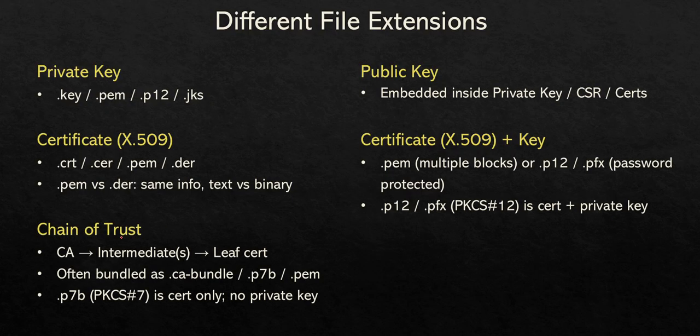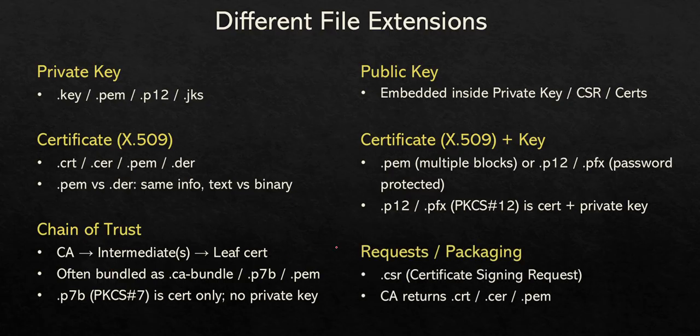Now, chain of trust. On the last slide we touched on this. Chain of trust is usually a series of certificates, like certificate authority, intermediate certificate, and the leaf certificate, often bundled as a .ca bundle, .p7b, or .pem file. P7b is PKCS7, that is particularly cert only. No private key is usually there in this kind of certificates.